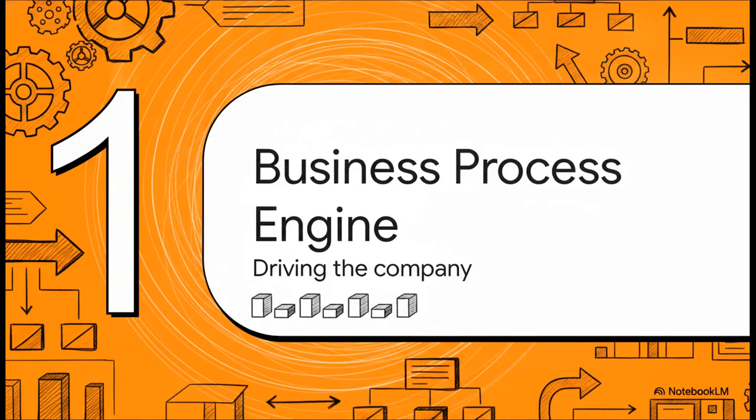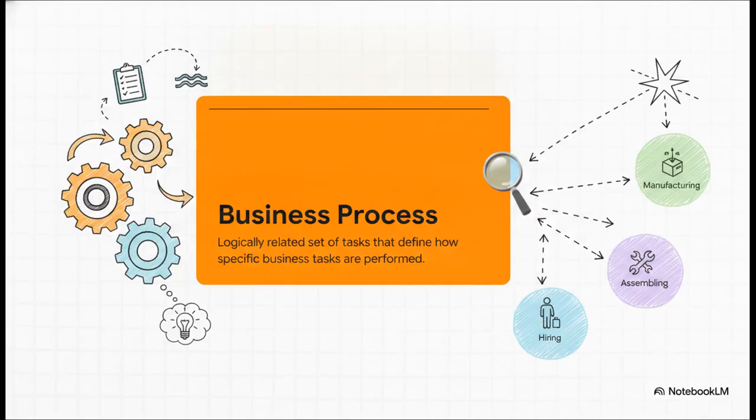Okay, Section 1, the business process engine. Let's set our baseline. As analysts, you're interacting with system data every single day, right? But it is absolutely crucial to remember what that data represents out in the real world. A business process is essentially a logically related set of tasks that define how specific work actually gets done. It's not just a one-off action. It is actively managing the flow of material, information, and knowledge.